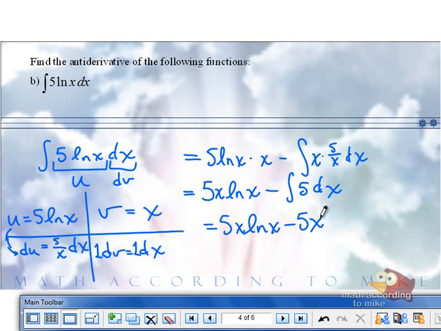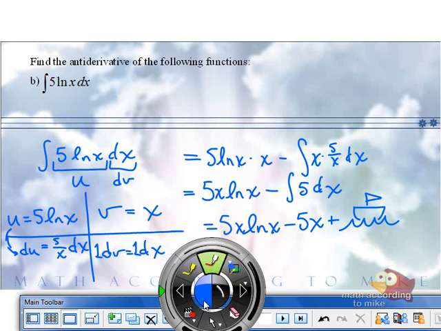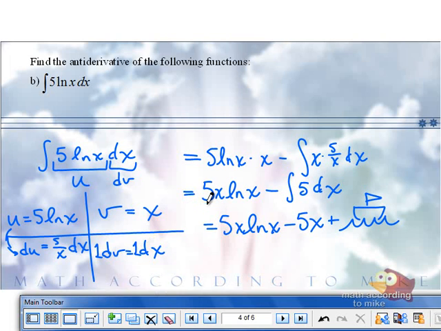And then plus c. It's cute. Oh, I need a circle on that.